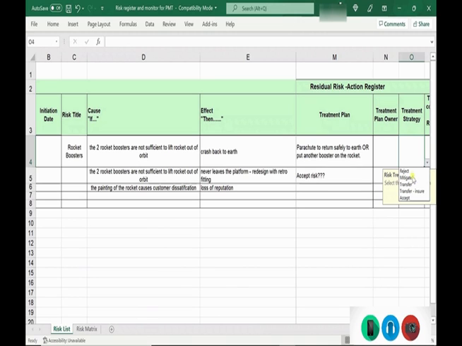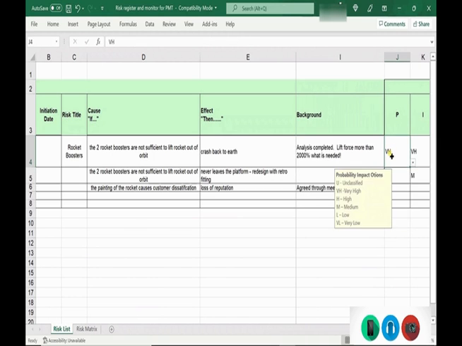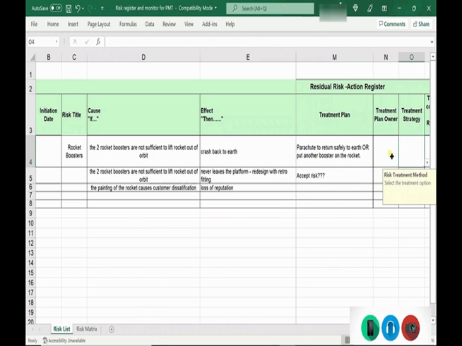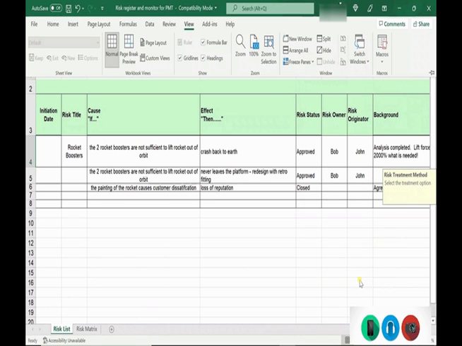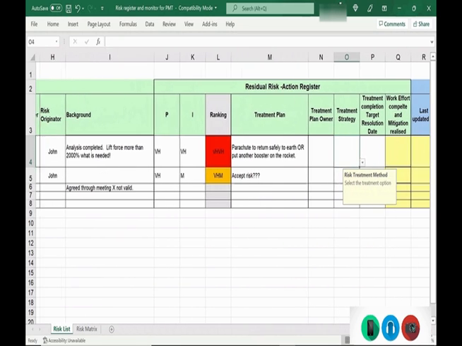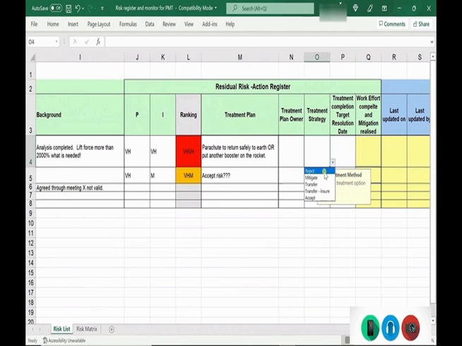Treatment strategy, this is an interesting one. So you've got 5 options. You can either mitigate it, which means that you're reducing the probability or the impact. Okay, I'll tell you what, I'll take these freezing panes off so you can see it. Okay, there you go. Reject it. The treatment owner is just going to reject it.